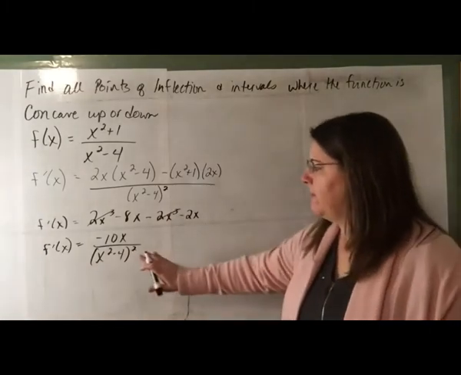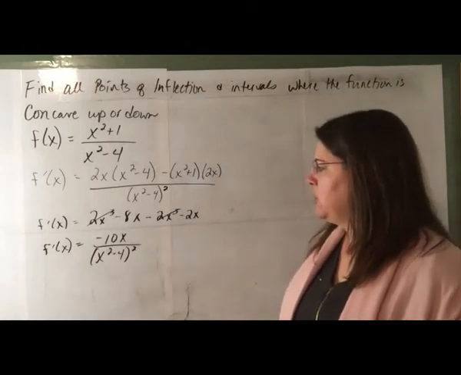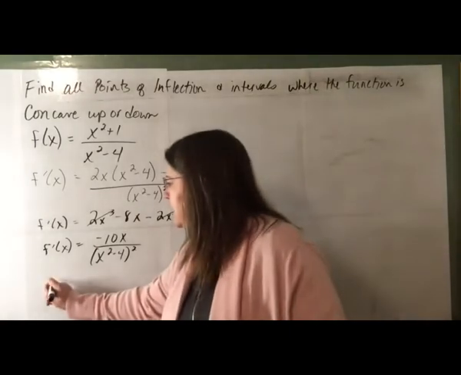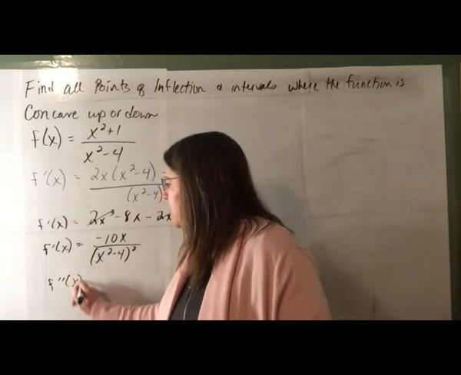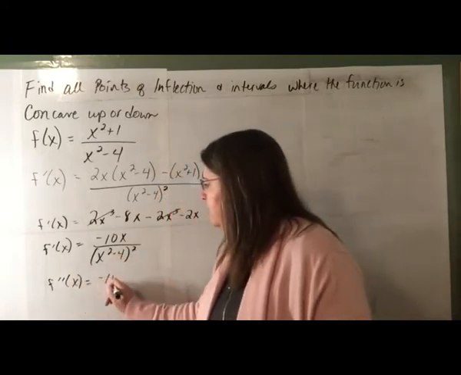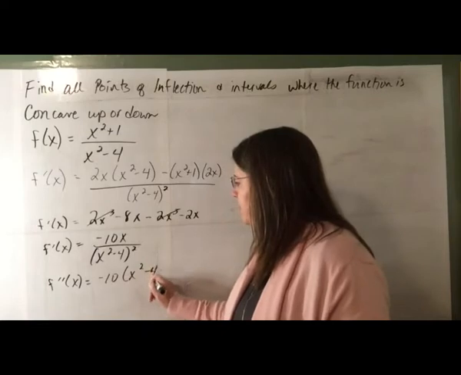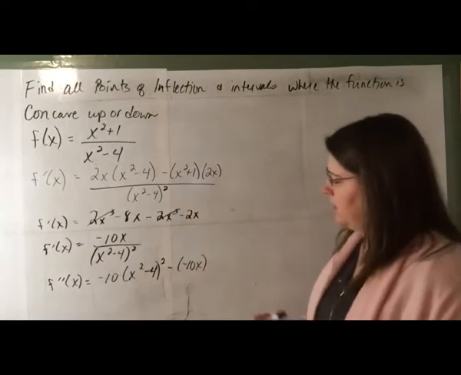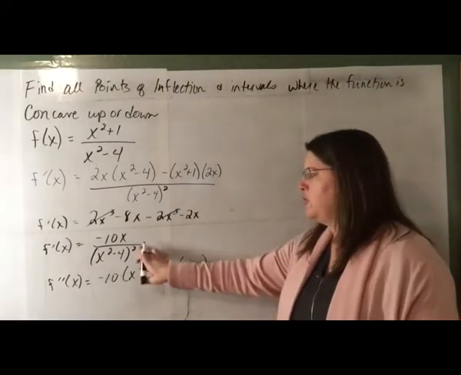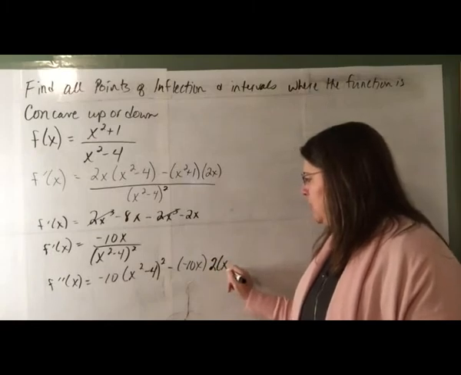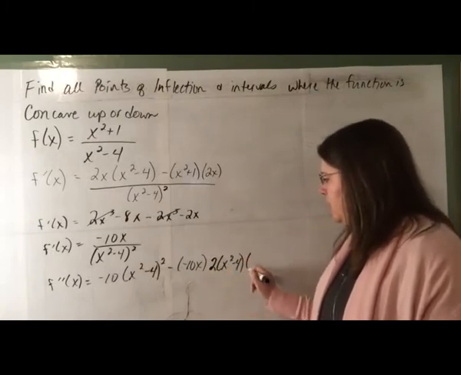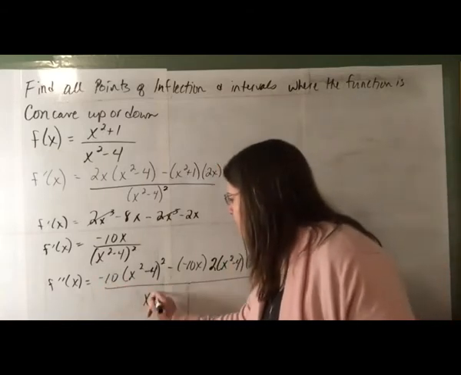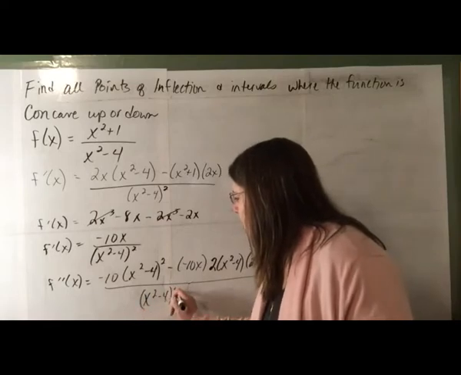And then for f double prime of x, I'm going to take the second derivative, and again, I'm going to use the quotient rule. So f double prime: the derivative of the top is negative 10 times the original bottom, minus the original top times the derivative of the bottom, and I'm going to use the chain rule there. So that's going to be 2 times x squared minus 4 to the first times 2x, and then that's all over, again, the bottom squared. So that'll be to the fourth this time.